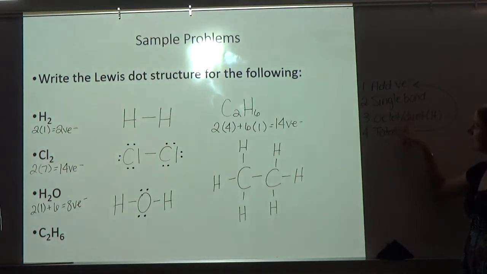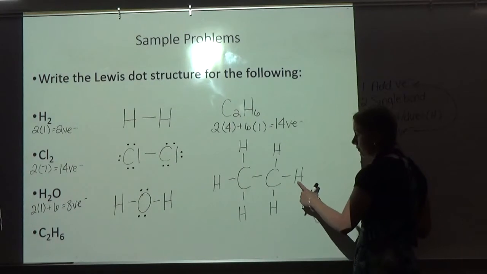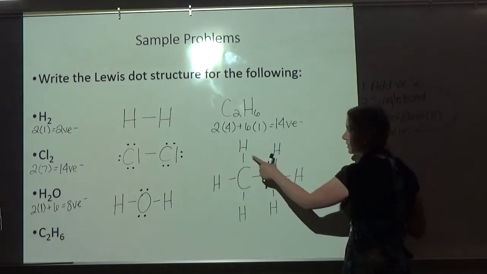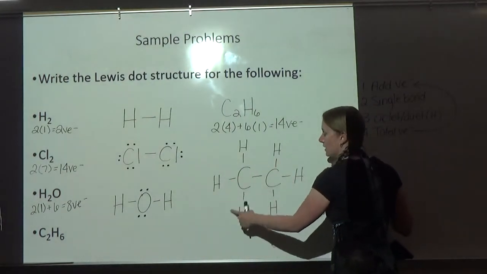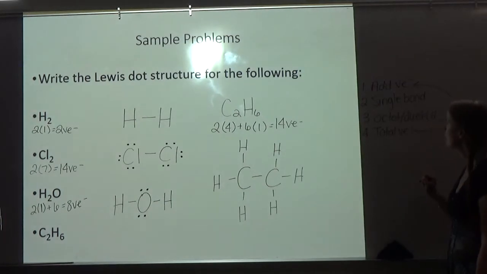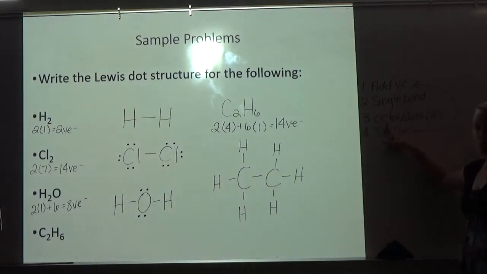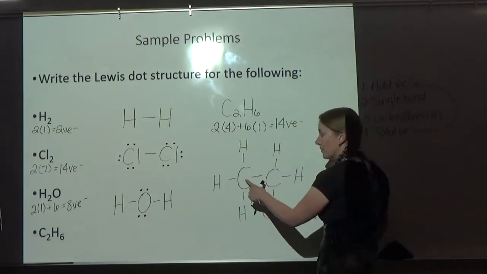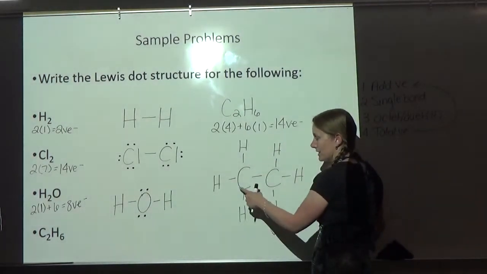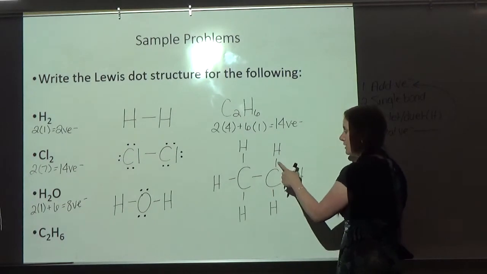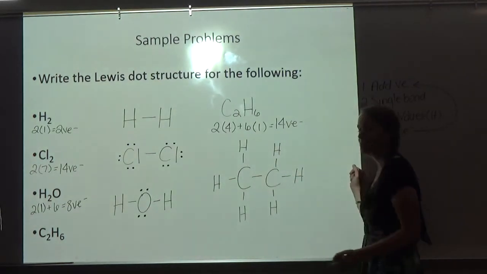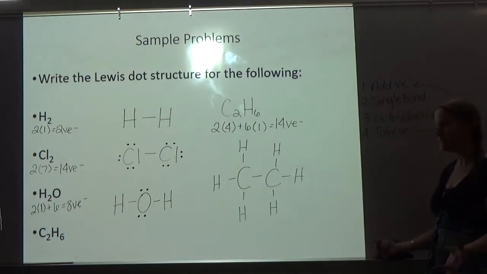Next step is octet and duet. Hydrogen follows the duet rule. So 2 for this one, 2 for this one, 2 for this one, 2 for this one, 2 for this one, and 2 for this one. They're all good to go. Carbon follows the octet rule. Remember, almost all elements follow the octet rule. This carbon has 2, 4, 6, 8. This carbon has 2, 4, 6, 8. So my carbons are also already stable, so I don't need to add any lone pairs.